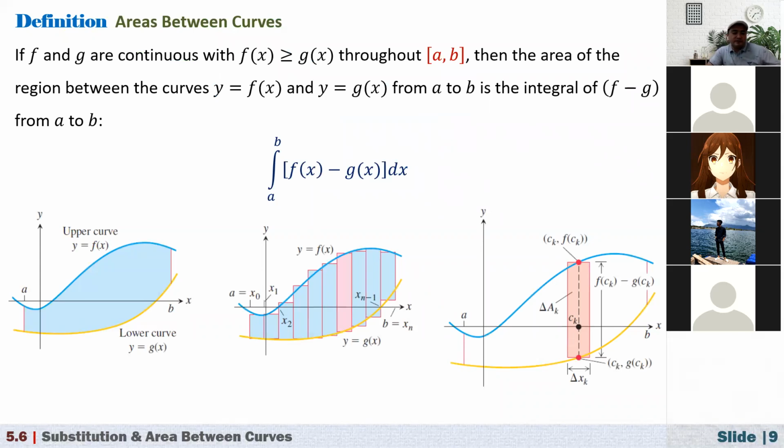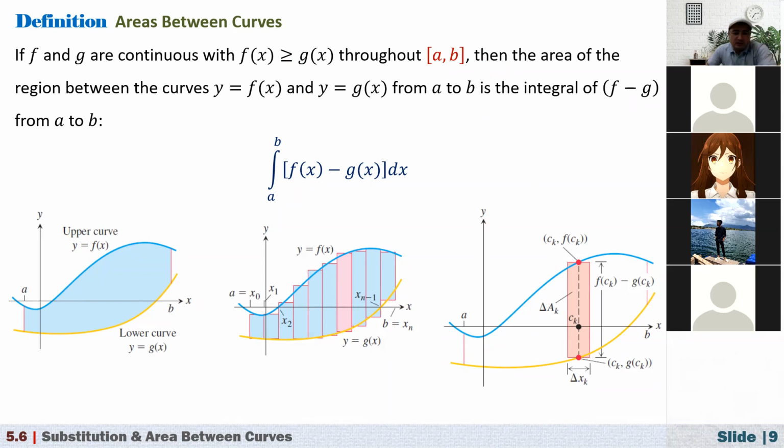Areas between curves. If f and g are continuous with f greater than or equal to g throughout the closed interval AB, then the area of the region between the curves y equals f and y equals g from A to B is the integral of f minus g from A to B.